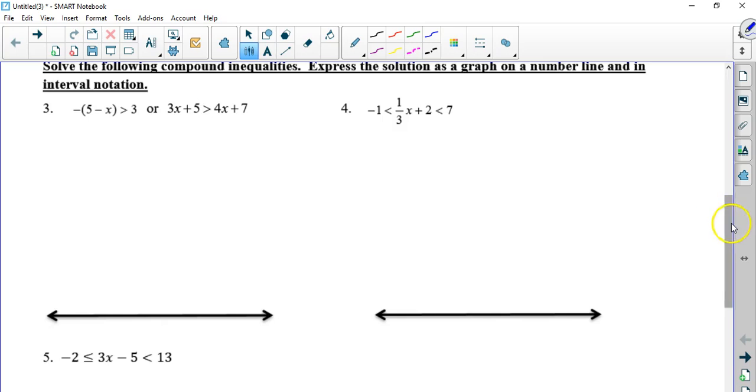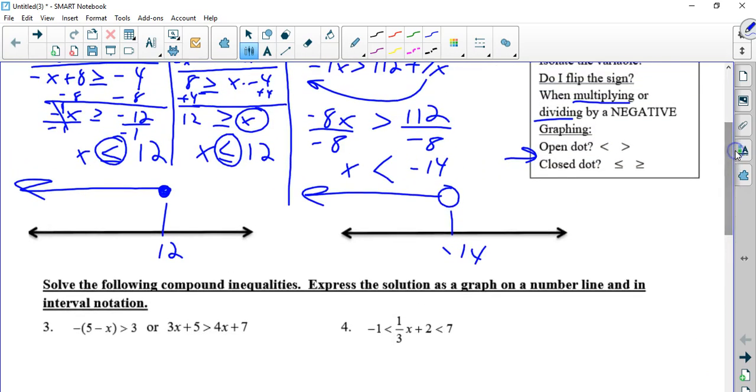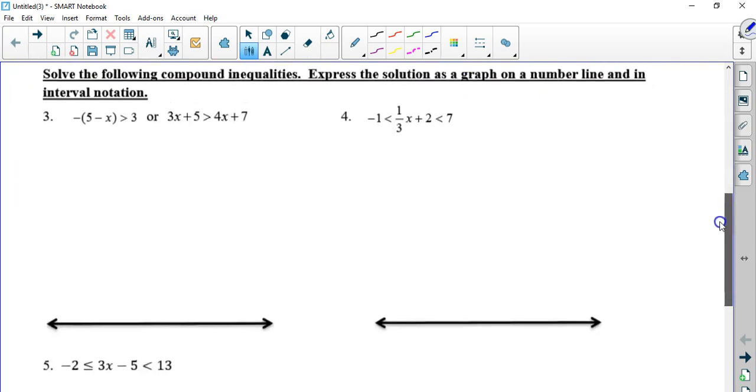Now, real quick, even though it didn't ask for it in the directions, I did want to put a reminder that it's never a bad idea to talk about interval notation. This is going out towards negative infinity and starting at 12 with a solid dot. This one is also going towards negative infinity and starting not quite at negative 14. So we use the parentheses because it's an open dot. Never hurts to talk about interval notation.